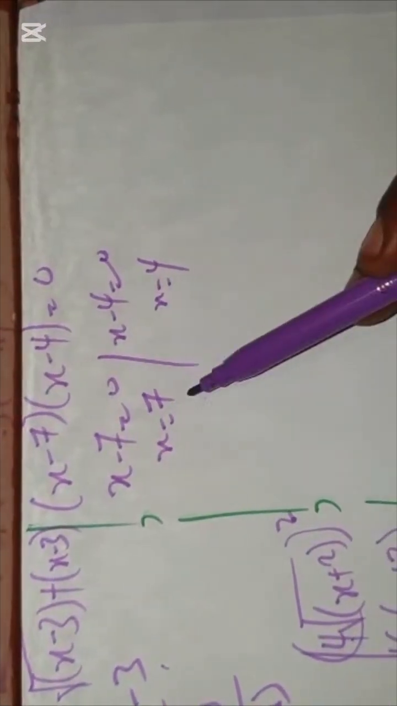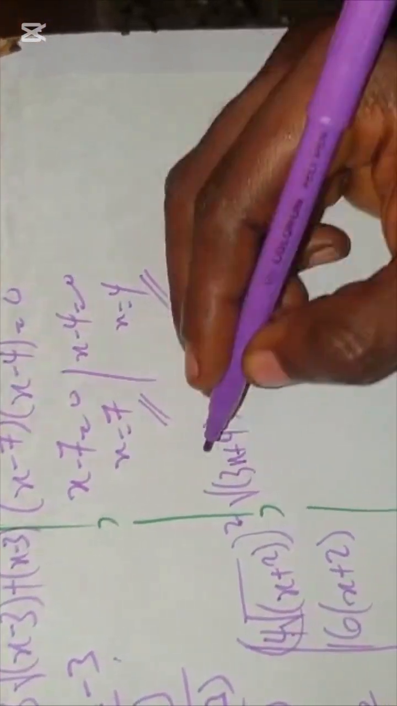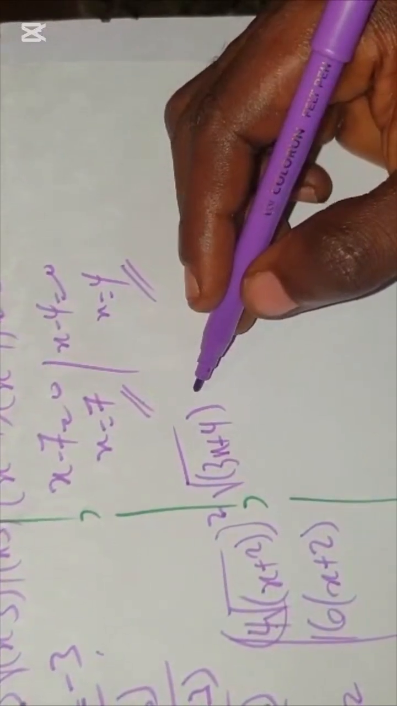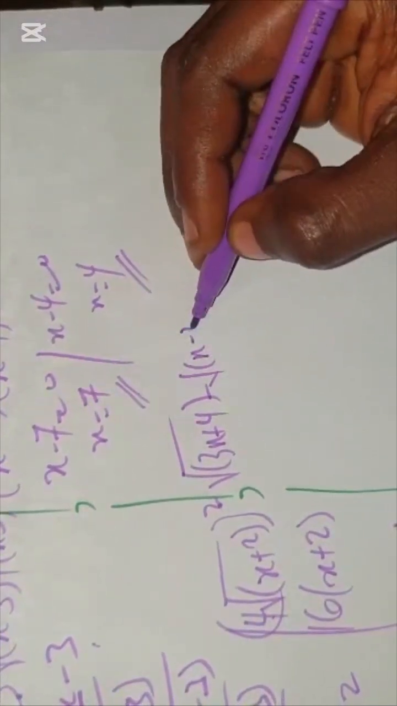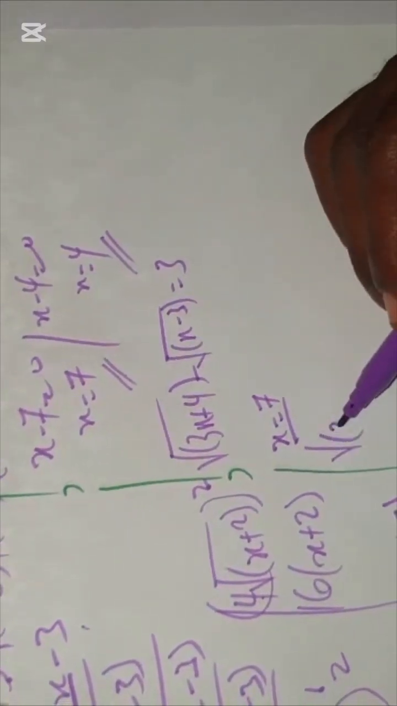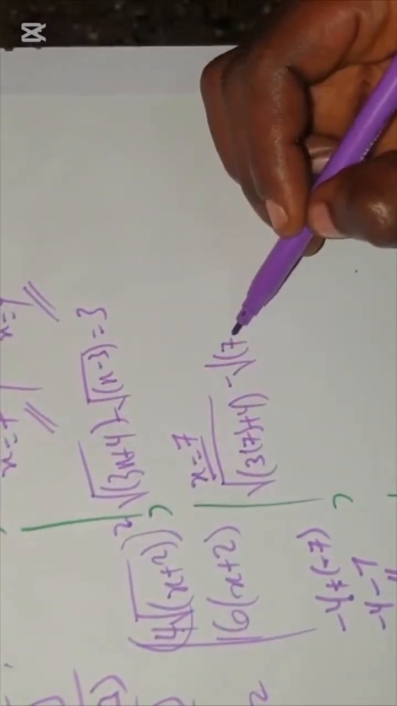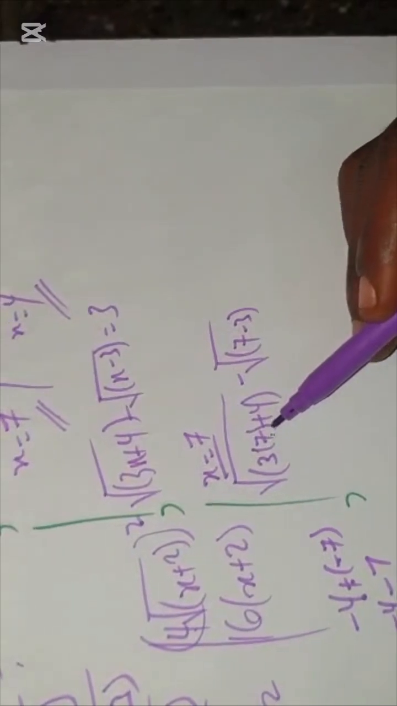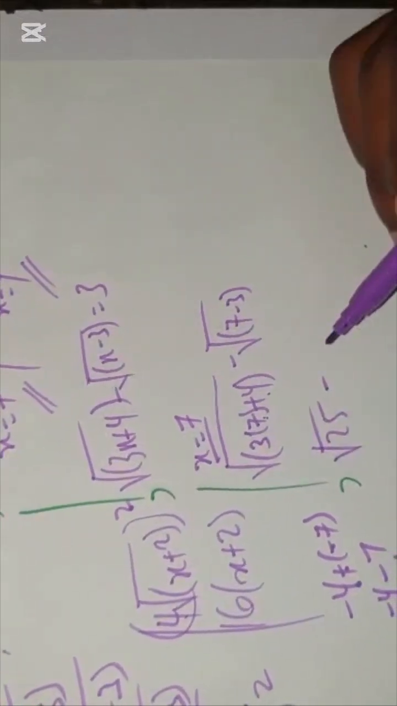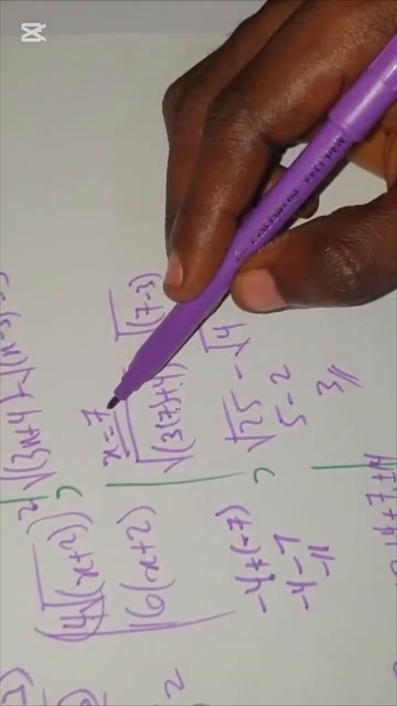Now we're going to check if this root satisfies the original equation. So our original equation is root of 3x plus 4 minus root of x minus 3 equals 3. So we have root of 3 times 7 plus 4 minus root of 7 minus 3. 3 times 7 is 21, 21 plus 4 is 25. 7 minus 3 is 4. Root of 25 gives 5. Root of 4 gives 2, which gives 3. So 7 satisfies the equation.